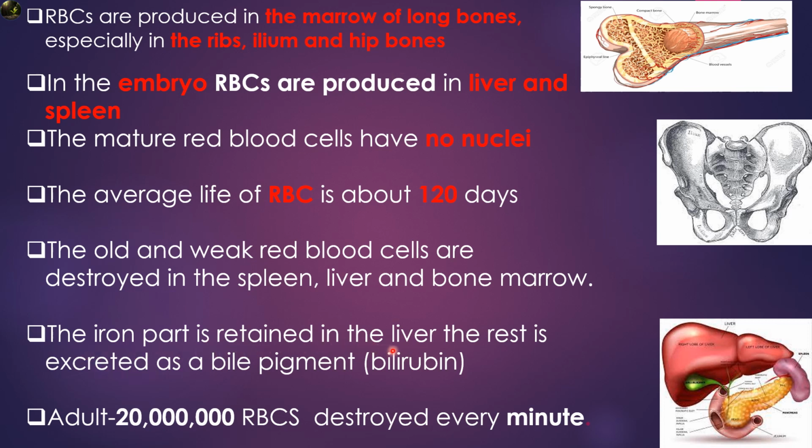The iron part is retained in the liver. The rest is excreted as a bile pigment, which we call bilirubin. All of you know that in hemoglobin there is an iron part, hemin. This iron part is retained in the liver during the destruction of RBC, and the rest is excreted as bile pigment. In an adult, 20 million RBCs are destroyed every minute. That means 20 million, or 2 crores.